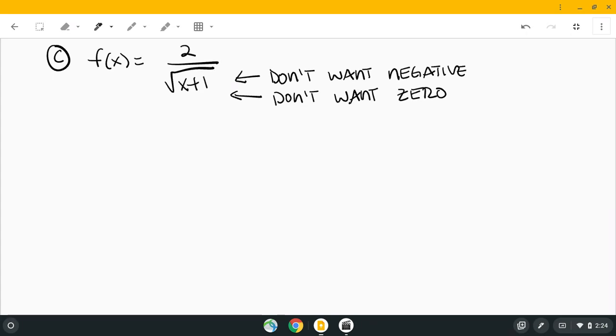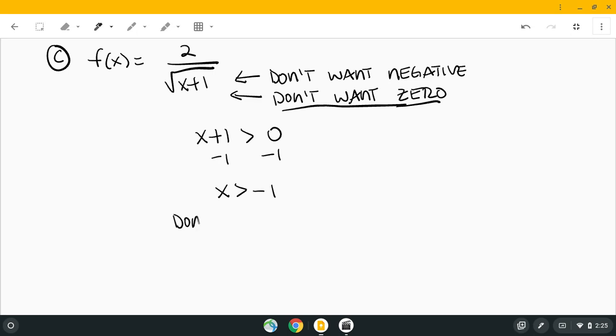So what we do want is we want this result to be greater than 0. We can't say greater than or equal because we just stated here we don't want it to be 0. So we can't have that. We don't want it to be negative, which means we need it to be greater than 0. Okay, and then we can solve this. So x is greater than negative 1.